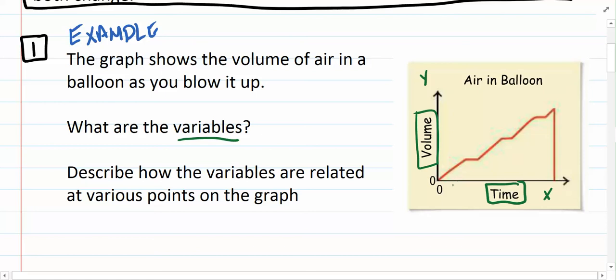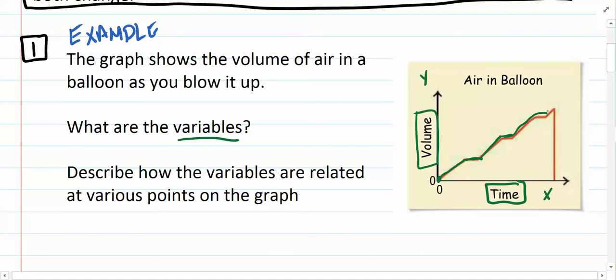So you'll notice at time 0 there is no volume in the balloon. And then we blow a little bit of air and it gets some volume. And then look what happens here, right? It levels off. That's because we're taking an inhale and we're not putting any air into the balloon, so no volume would go up. Then we blow again, and then we inhale, and then we blow again, then we let go.